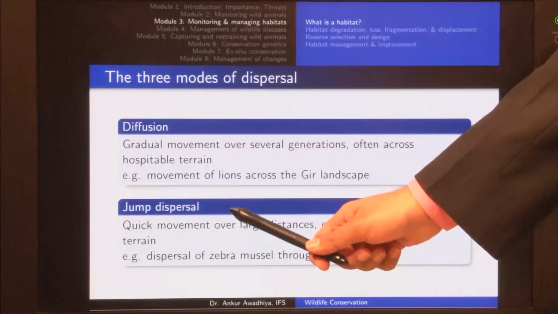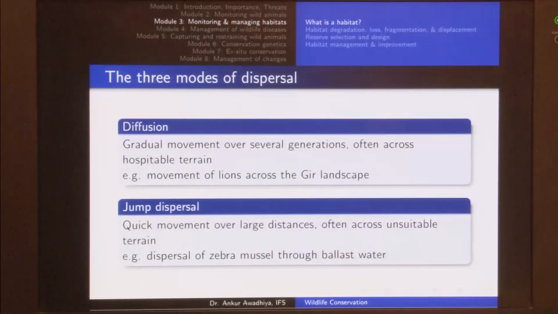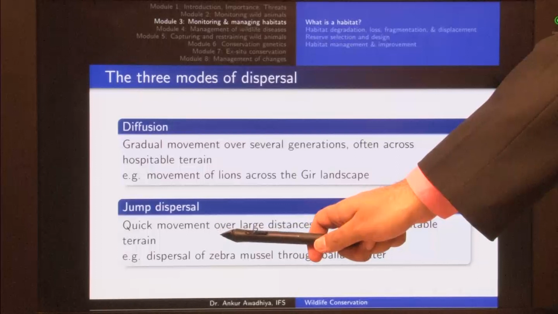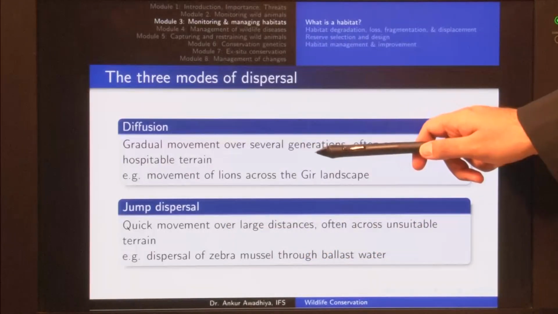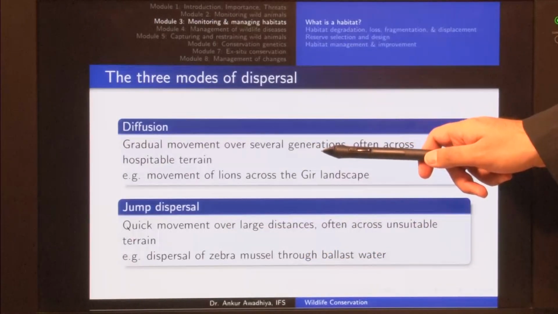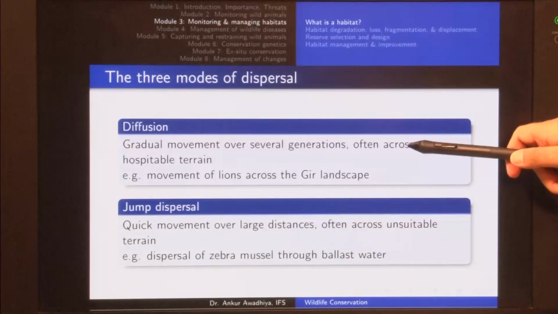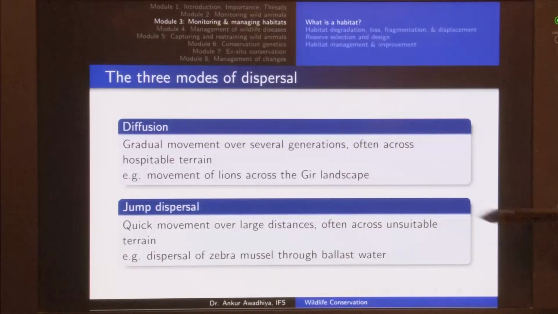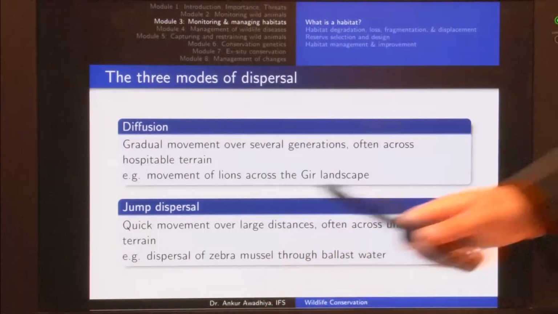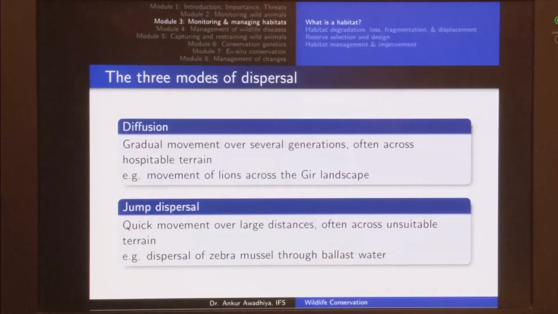The second mode of dispersal is called jump dispersal. Jump dispersal is a quick movement over large distances, often across unsuitable terrain. So, this was gradual, this is quick. This occurs over smaller distances every generation. This occurs over larger distances. This is across hospitable terrain. This is across inhospitable or unsuitable terrain. An example is the dispersal of zebra mussel through ballast water.